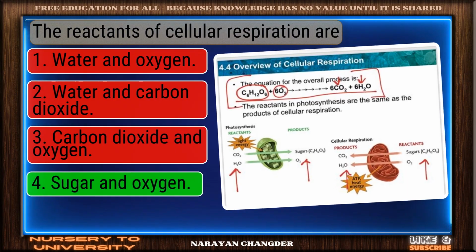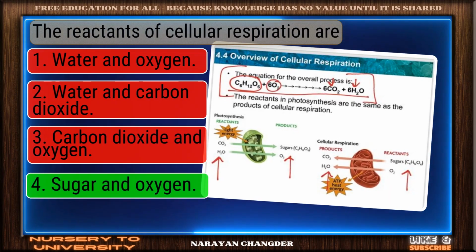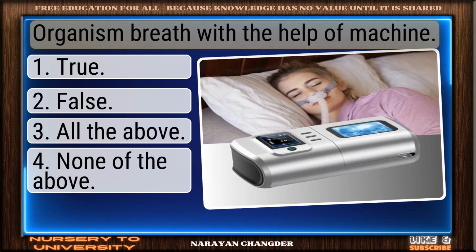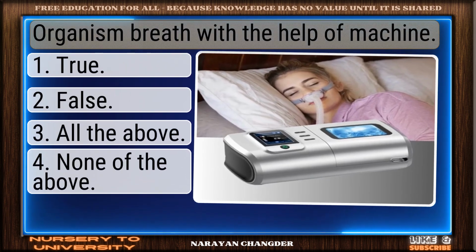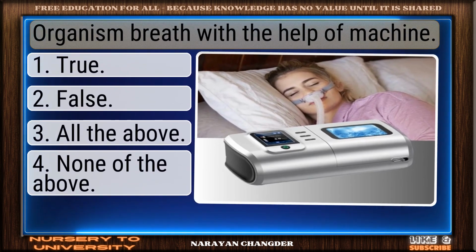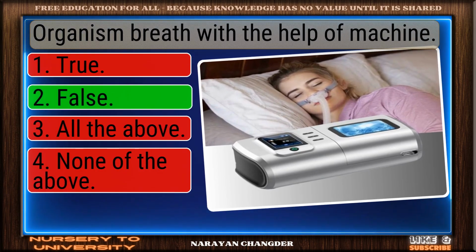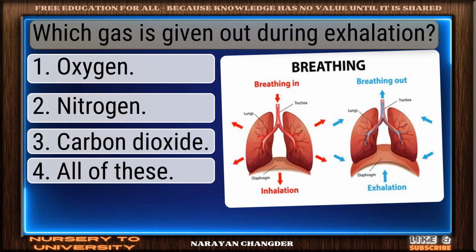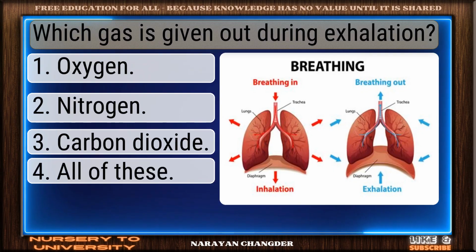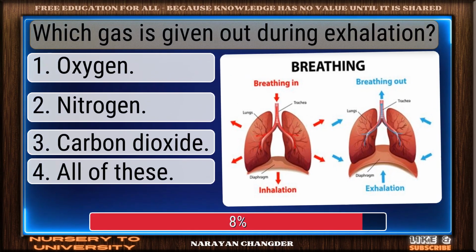Exactly. Sugar and oxygen makes sense, and it is the right choice. Question number 107. Organisms breathe with the help of machine? Solid response. False is a valid choice. Question number 108. Which gas is given out during exhalation?